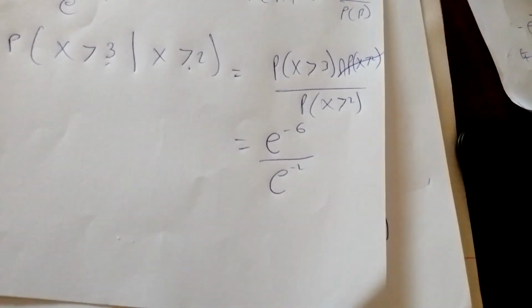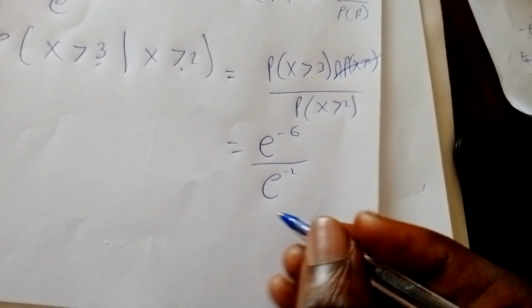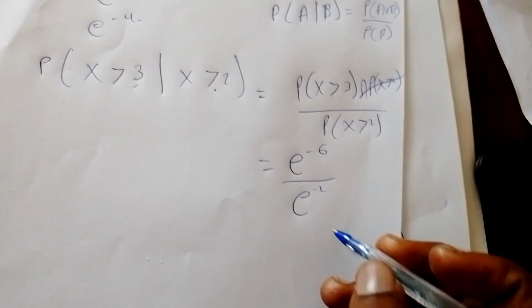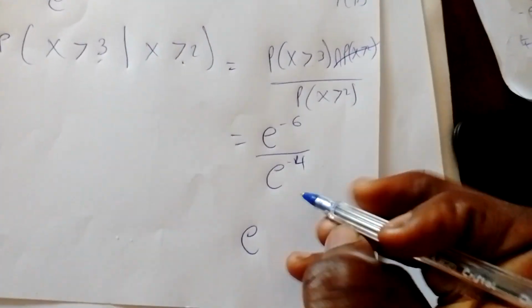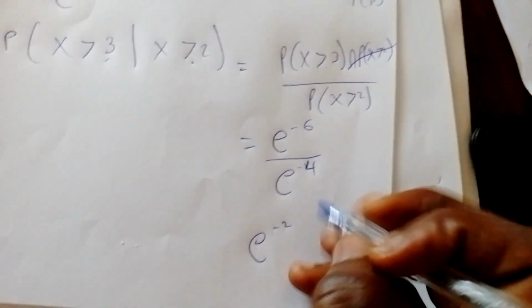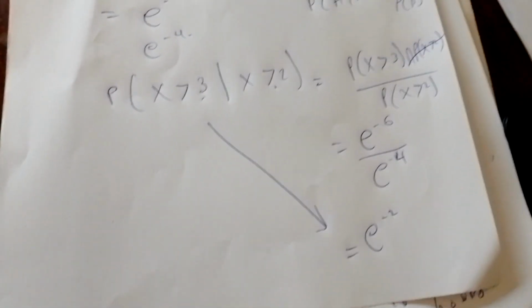Then you can work these out. Is it negative 2? It's negative 4, sorry. E power negative 4. You work this out, and you end up with e power negative 2. So that means this one is that.